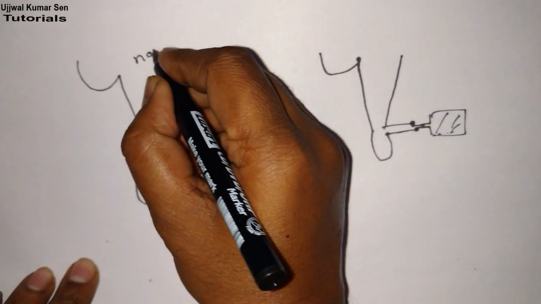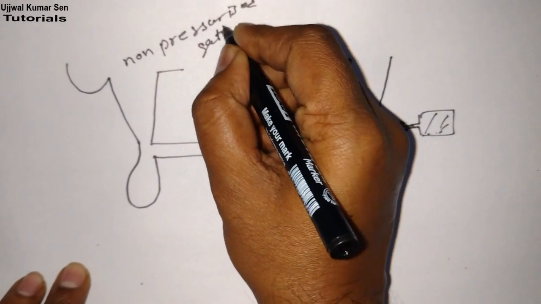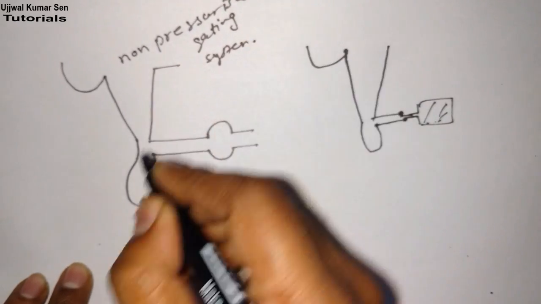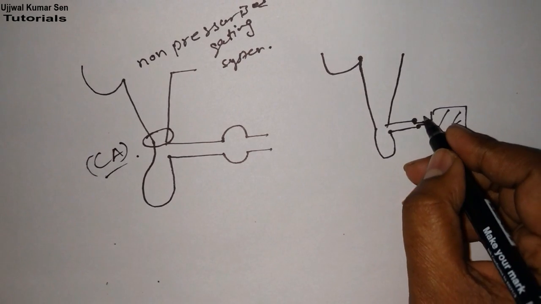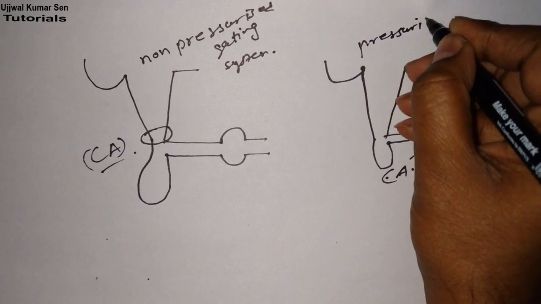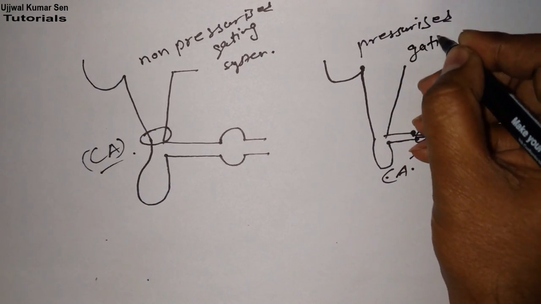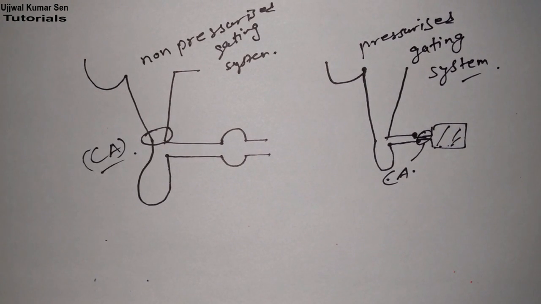But here, this is a non-pressurized gating system. Here it is having the minimum area, that is known as the choke area, and in this case here we have the choke area. This is known as a pressurized gating system. So now from these two figures we can figure out where we have the choke area in case of a pressurized gating system and where we have the choke area in case of a non-pressurized gating system.